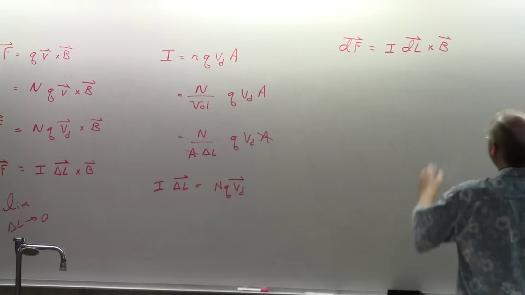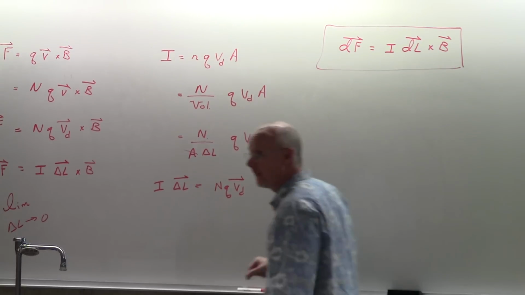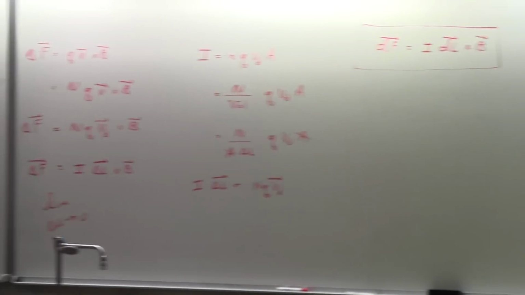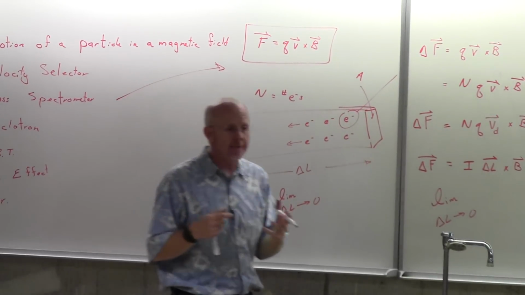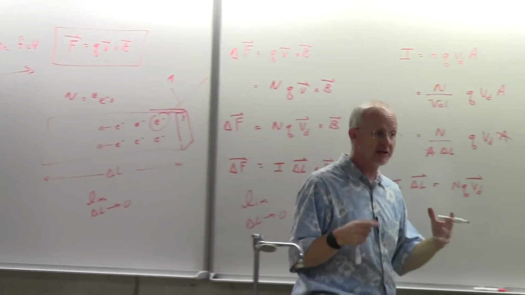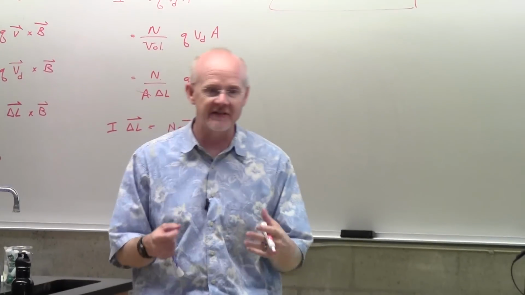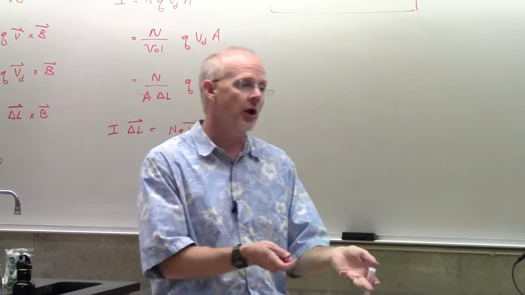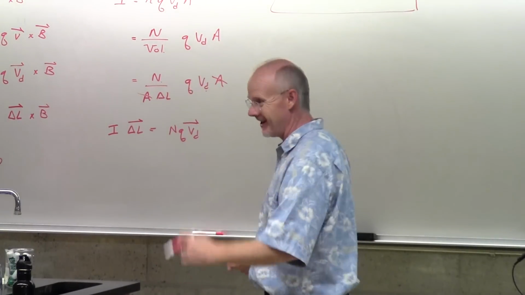Right? And that, I'm hoping you see, is really the same as this, but can be a little more useful if we are talking about currents, because then I can say, okay, I have a battery. The battery is 12 volts. I have some resistors, let's say 1 ohm. That means I have 12 amps when I hook it up. How much force is on that wire?